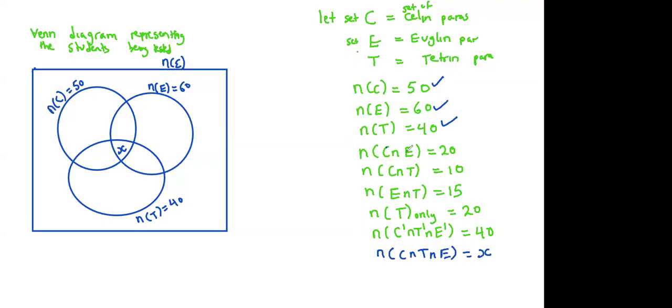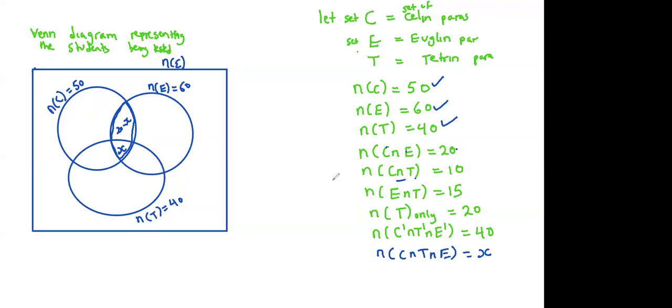Now I'll fill in this, and this. Now I go C and E. When we say C and E, C is here and E is here, so it is the whole of this part here. So to get those of C and E only, we shall get 20 minus X. So here I'll write 20 minus X. When I go to C and T, it is here.